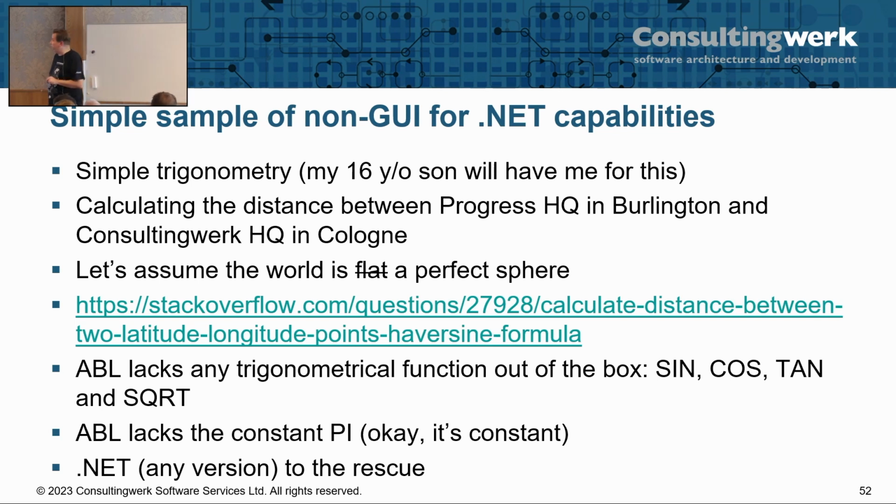So I have an example here to use some trigonometry, calculating the distance on the globe, using the distance between our office in Cologne and the Progress headquarters in Burlington, assuming the world is a perfect sphere and not some egg-like shape. Then we need sine, cosine, tangent, square root, etc. And pi as a constant. Okay, well, it's a constant, something we could have in the ABL too. But .NET has had these things since the beginning, just as a very simple example.